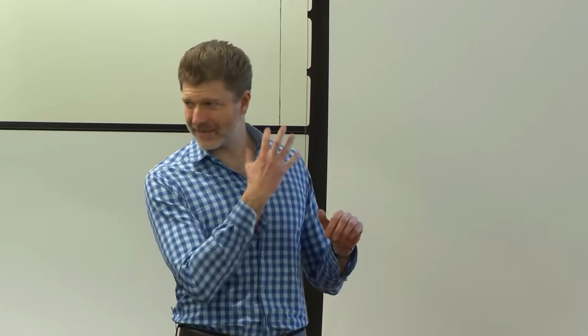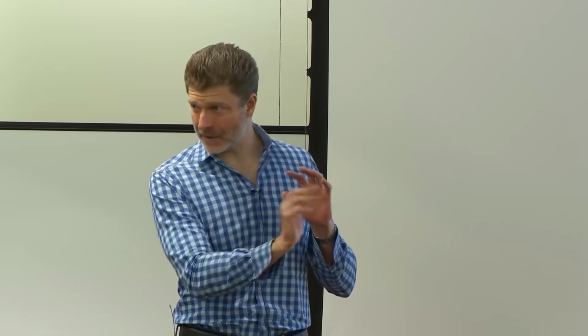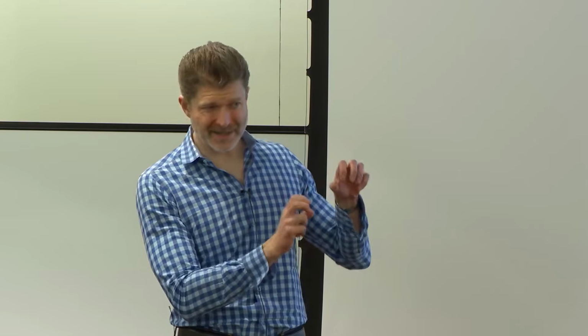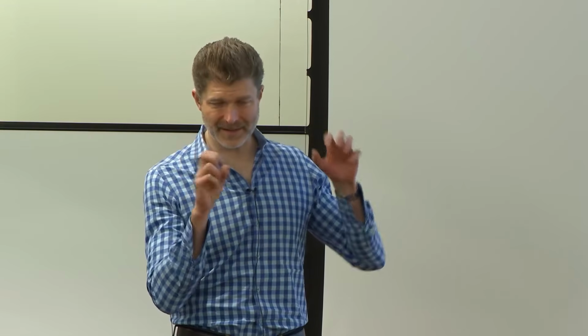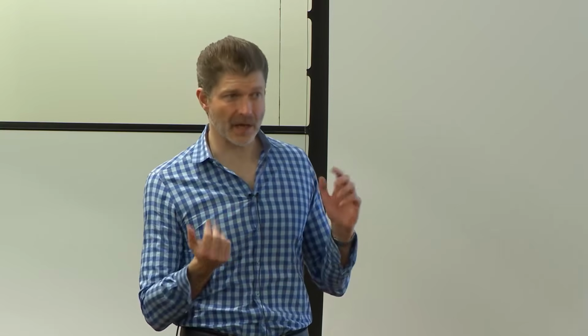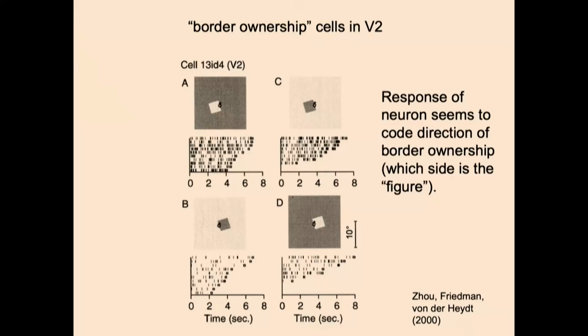So the idea is that you have some contour, and one side of that is figure, the other side is ground. The side that is figure, we say, owns the border, in the sense that that's the object that actually caused that contour. And so here's essentially the phenomenon. This is the same kind of display that we've been looking at.